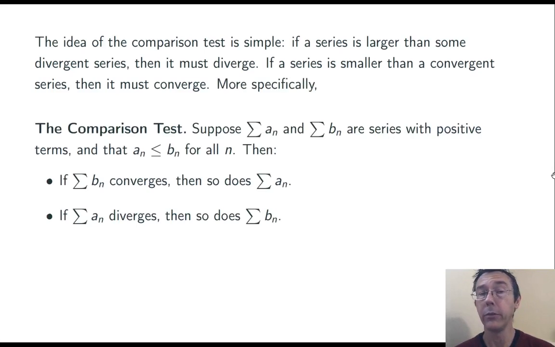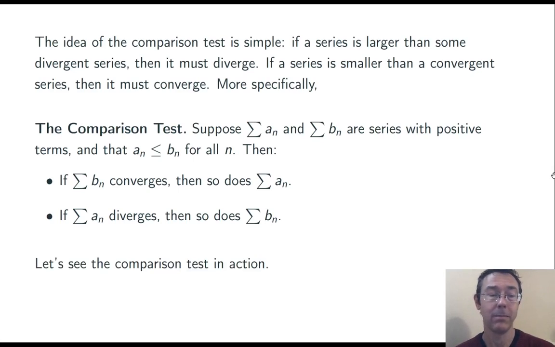So we're going to call the two series sigma an and sigma bn, and we're going to assume that they always have positive terms. And let's suppose that for every n, an is less than or equal to bn. So the terms of the an series are always smaller than the terms of the bn series. The comparison test says that if the sum of bn converges, then so does the sum of the an. And conversely, if the sum of an diverges, then so does the sum of the bn.